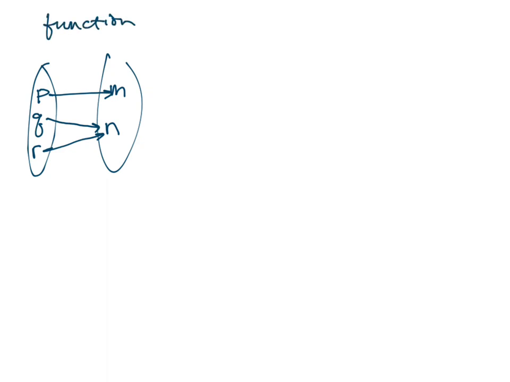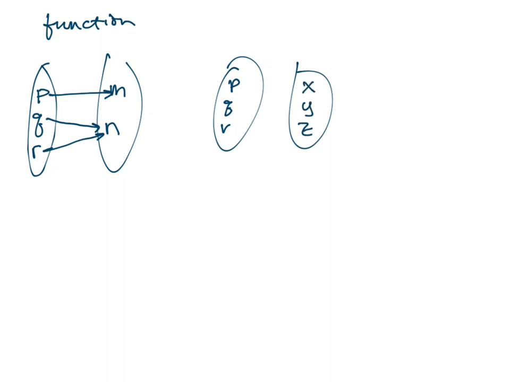Let's look at another one. This one's going to be a little easier. Let's do P, Q, R, X, Y, Z. P goes to X, Q goes to Y, R goes to Z. Input, output, input, output, input, output. For every one input, there is exactly one output. Can you tell this is a function? Okay, so this guy's good.